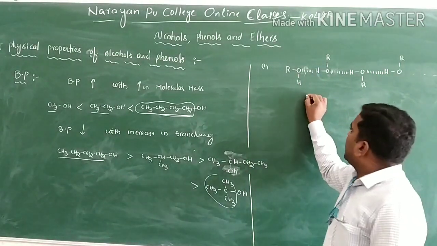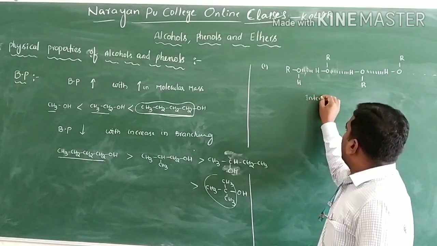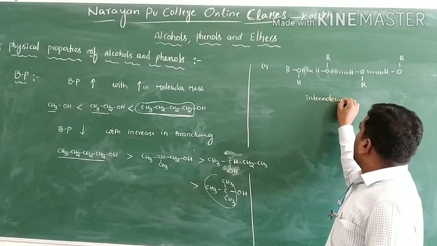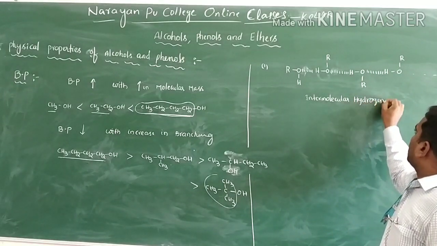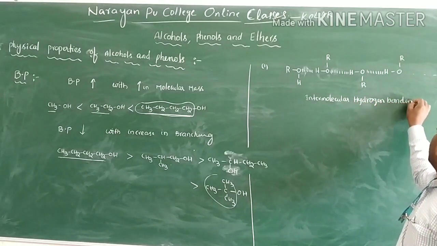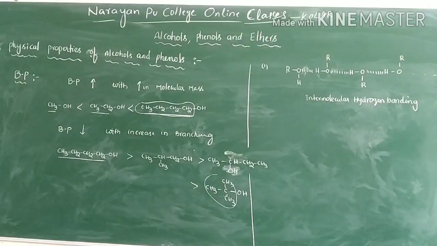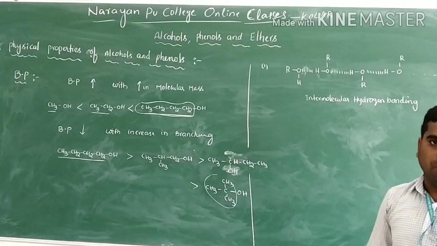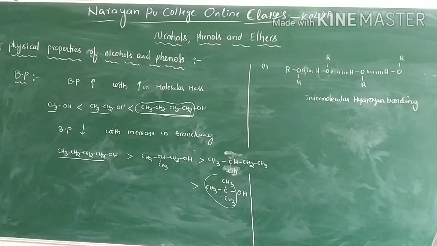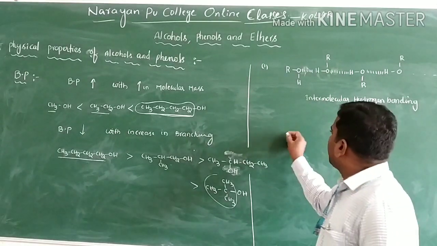That's why, and here, intermolecular hydrogen bonding. Due to this, alcohols and phenols will have higher boiling points than alkanes and ethers of comparable masses. Okay, so the same applies to phenol also.